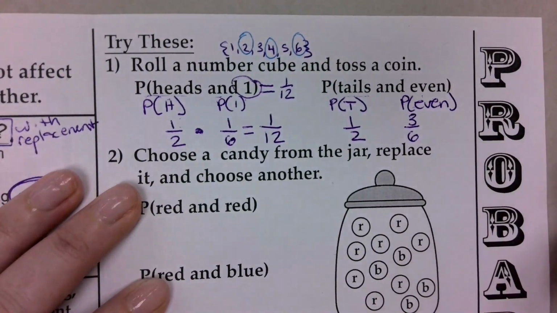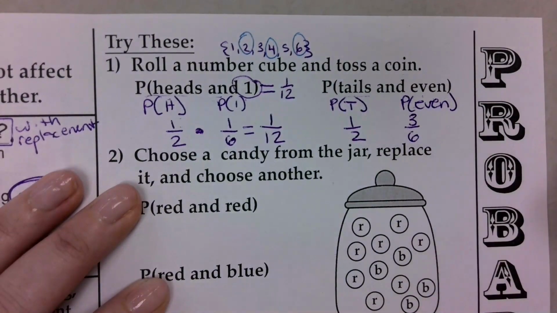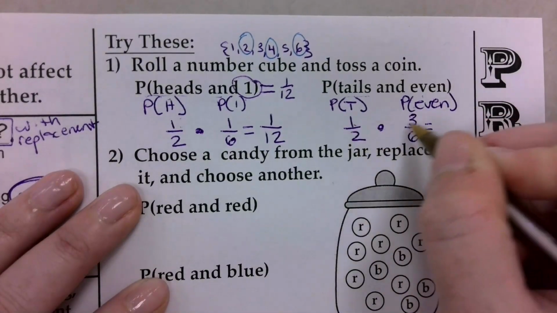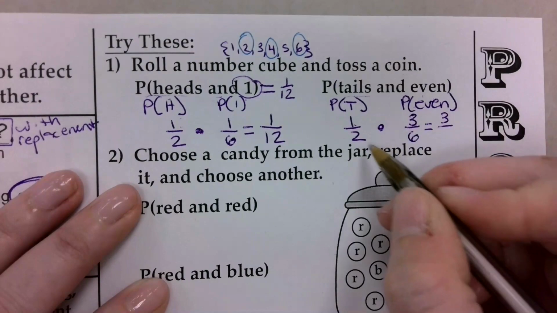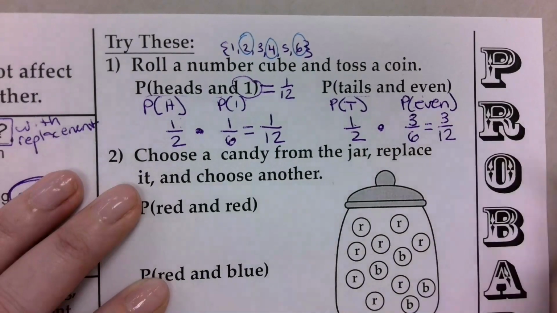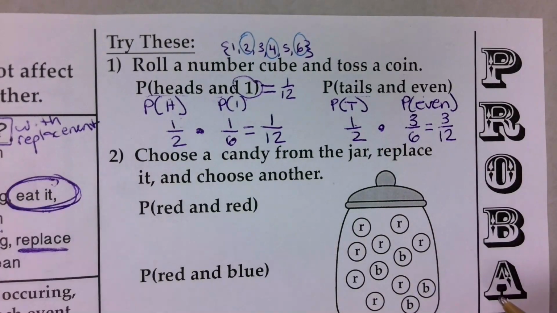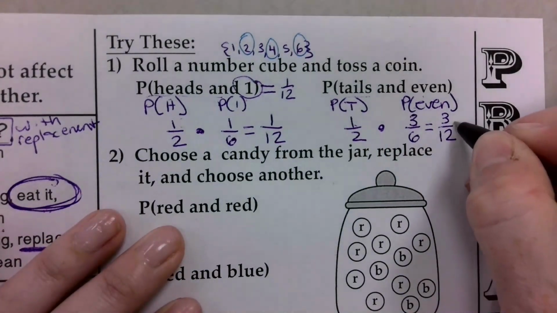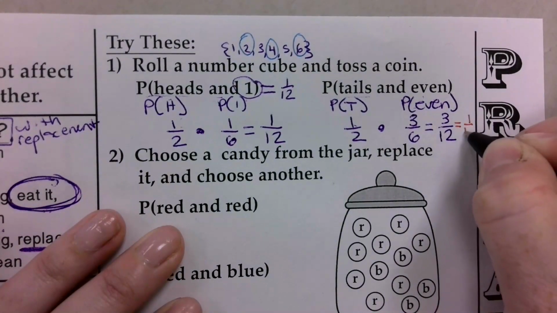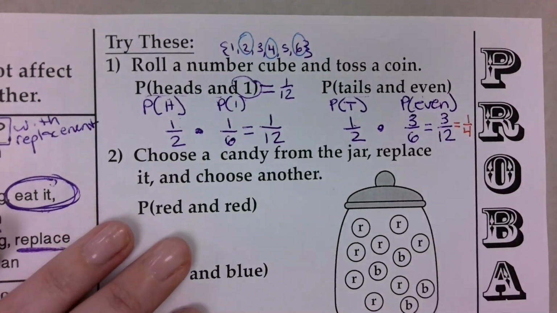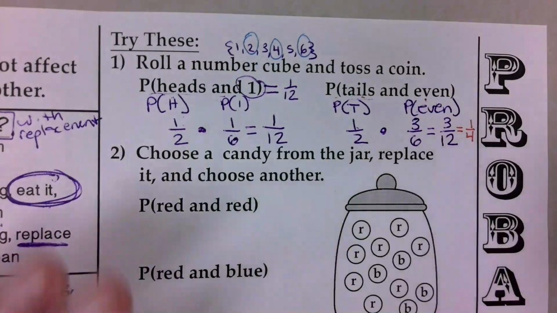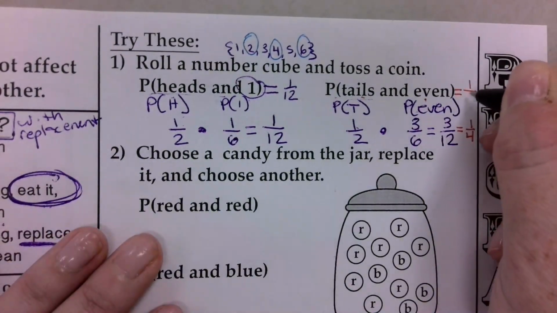Now we can simplify this before we multiply, or we can leave it. In this case, I'll leave it. We get 1 times 3, which is 3, and 2 times 6, which is 12. Can we simplify this fraction? We sure can. We can divide top and bottom by 3, giving us 1/4. So the probability of flipping a tails and getting an even together at the same time would be 1/4.